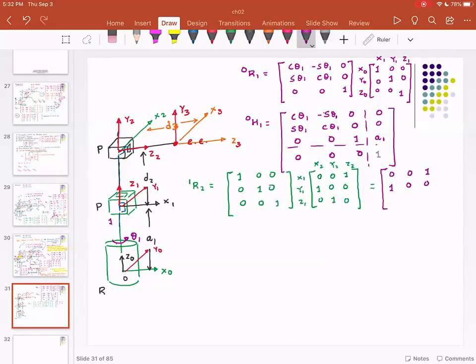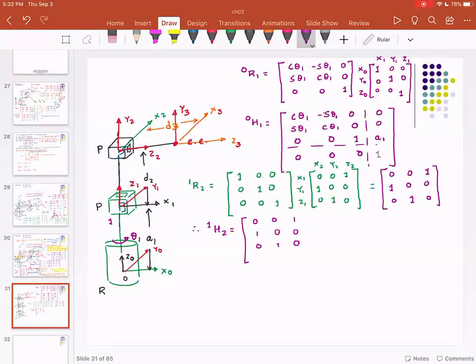Third row, first column, 0. Third row, second column is 1. Third row, third column is 0. So which means now my homogeneous transformation 1H2 is going to be 0, 0, 1, 1, 0, 0, 0, 1, 0.